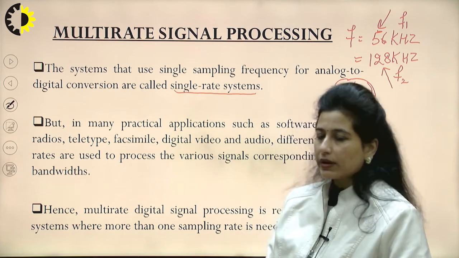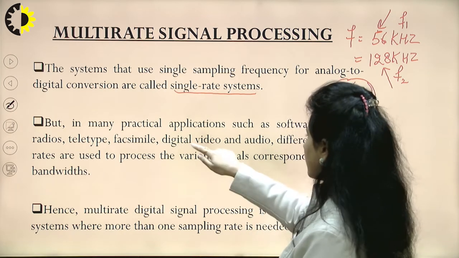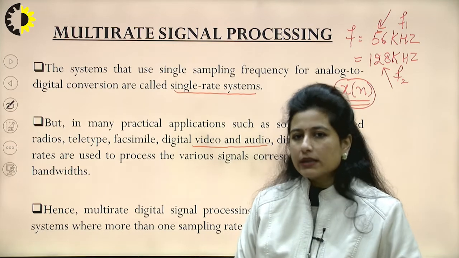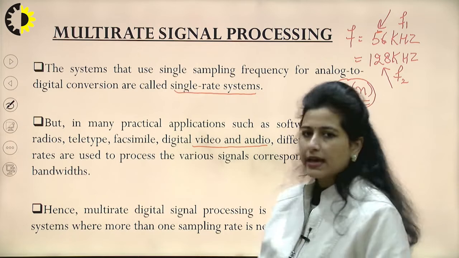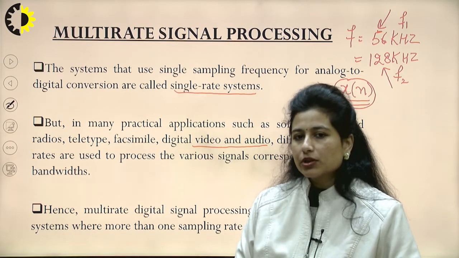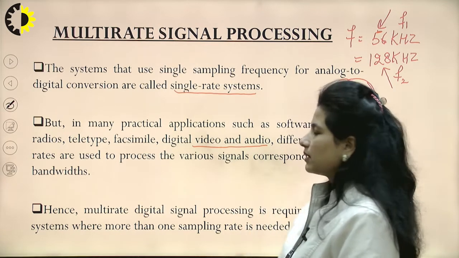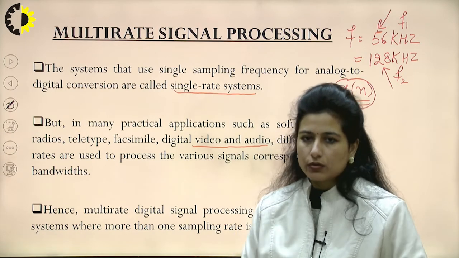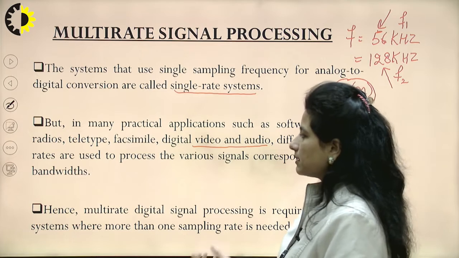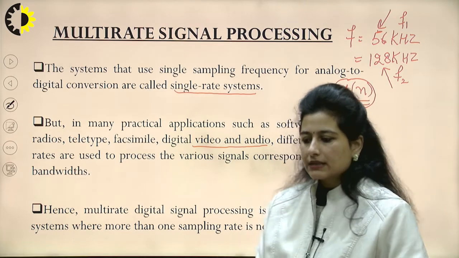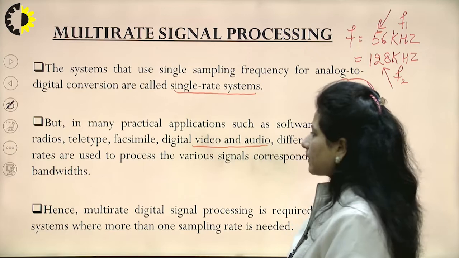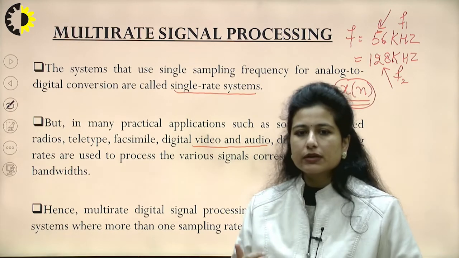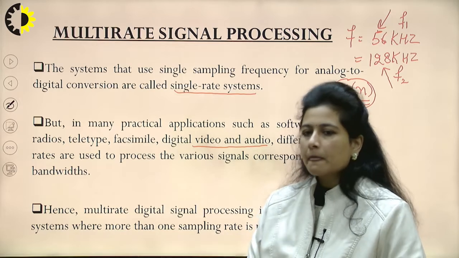If I'm recording any kind of audio or video signal at one particular frequency f1, and now I want this signal at a different frequency, say 128 kilohertz, then I would be creating the content again. No. We have certain mathematical techniques called multi-rate signal processing, by which this x(n) can be converted into a signal of a different sampling frequency.